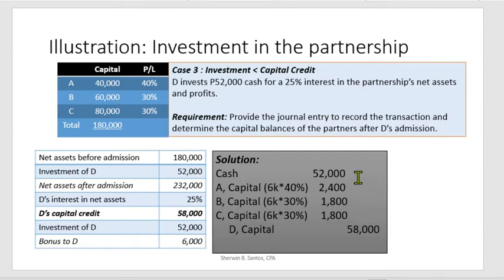So, how do you recognize the journal entry? You debit cash, 52,000, because of the receipt of the cash from D. Then, you credit D capital. Magkano yung as computed? 58,000. What happens to the 6,000? The 6,000 will be recorded as a decrease or a reduction to the capital of the old partner.